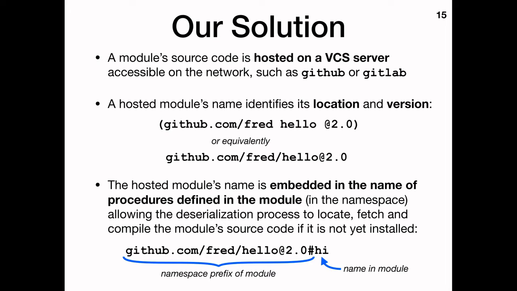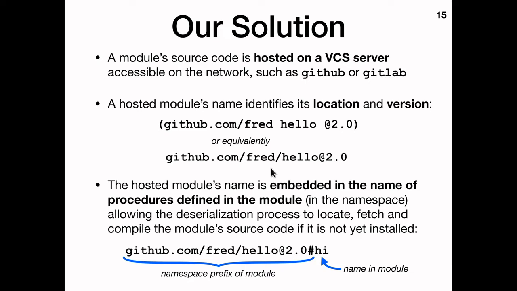So the first thing is we host the source code on a VCS server such as GitHub or GitLab, which give a unique location on the network, and each version of a module can have a unique identifier. For example, the hello module on GitHub can be identified uniquely using this identifier.